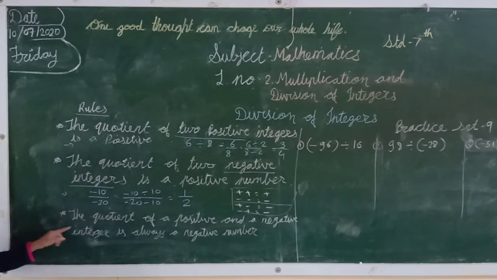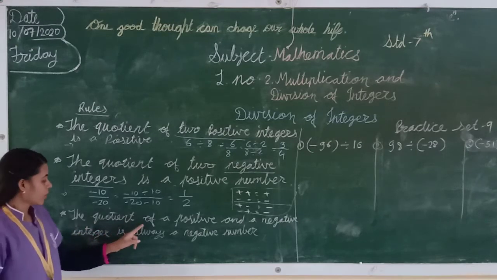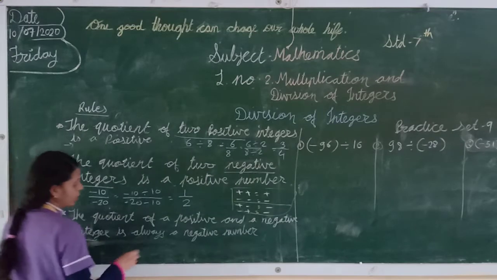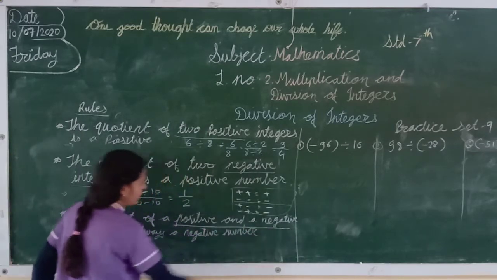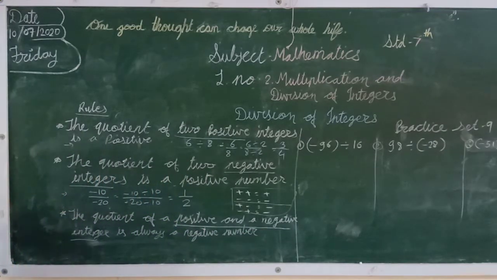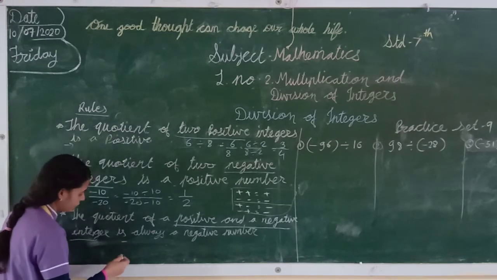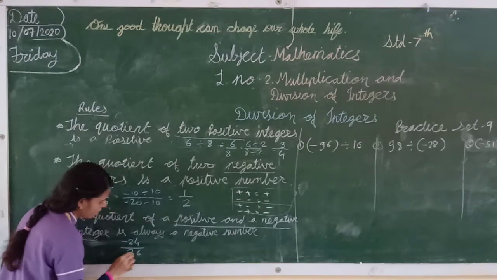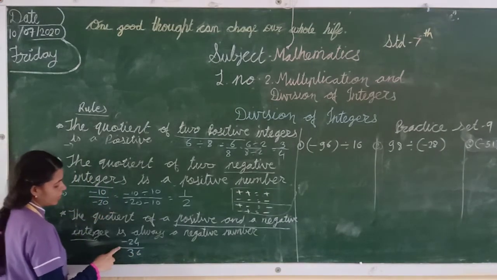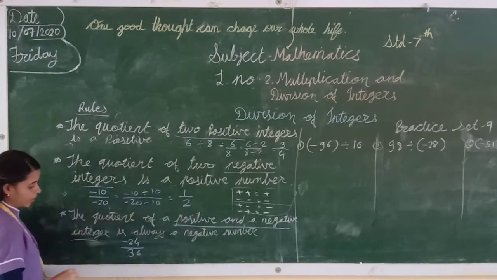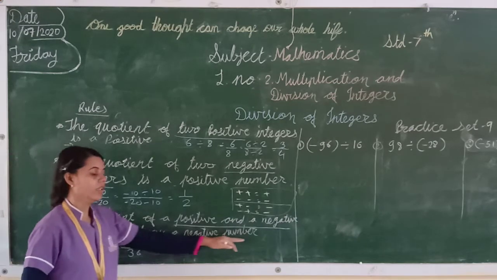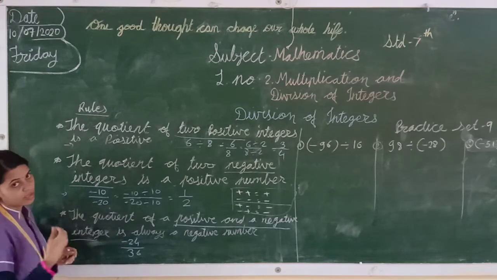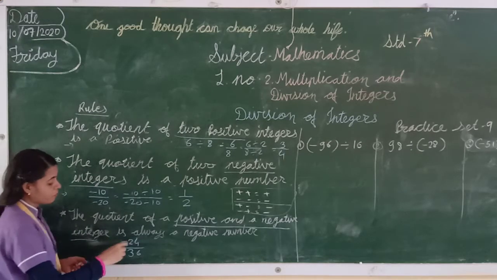Now next, the quotient of a positive and a negative number. One is a positive number and the other is a negative number. For example, one is a positive number and another is a negative number. The answer is always negative, because this is plus and minus. So how do we do it?